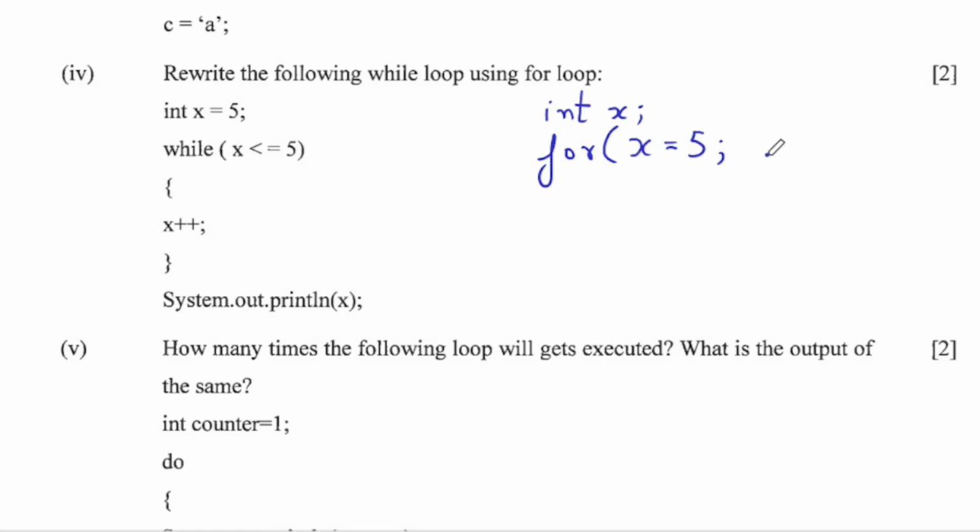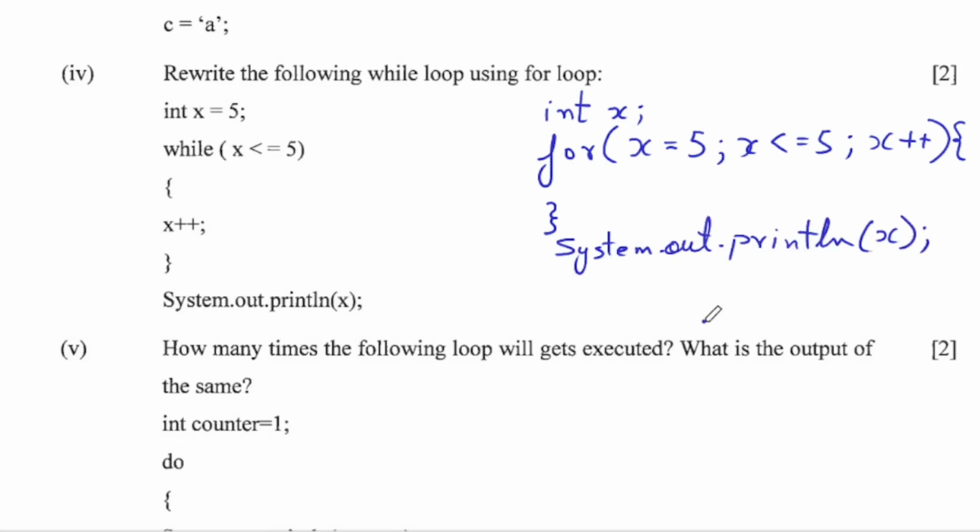So x is equal to 5, x is less than equal to 5, then we are incrementing the value. So we'll say x plus plus. We'll have the body of the loop, and we are not doing anything in the body of the loop. We'll close the body, and then we'll say system.out.println x. Now, if you want to simplify it further, you can remove these curly braces, and instead you can simply place a semicolon over here to denote an empty body. Both are acceptable. So this is our answer.